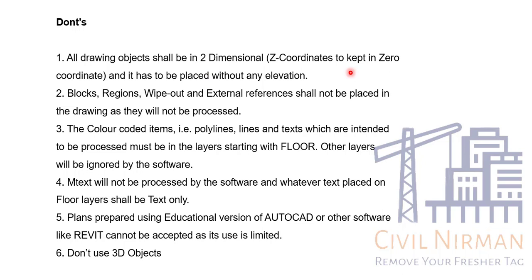Then blocks, regions, wipeouts and other external references shall not be placed in the drawing as they will not be processed. Then the color coded items, for example polylines, lines and text, which are intended to be processed, must be in the layers starting with the floor. Other layers will be ignored by the software. Now we will understand this parameter further, that is how you have to create the layer, and how you have to provide particular objects in the polylines, lines and all those points, right?